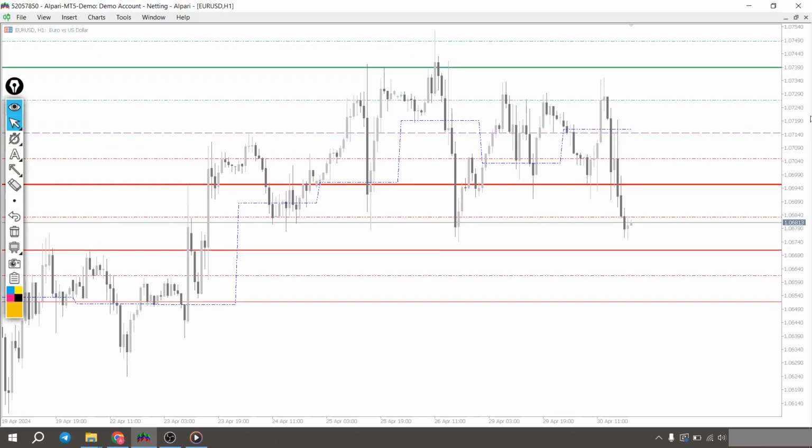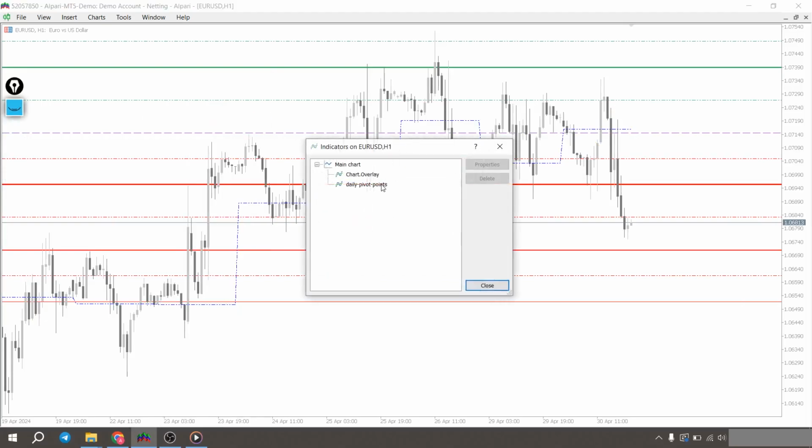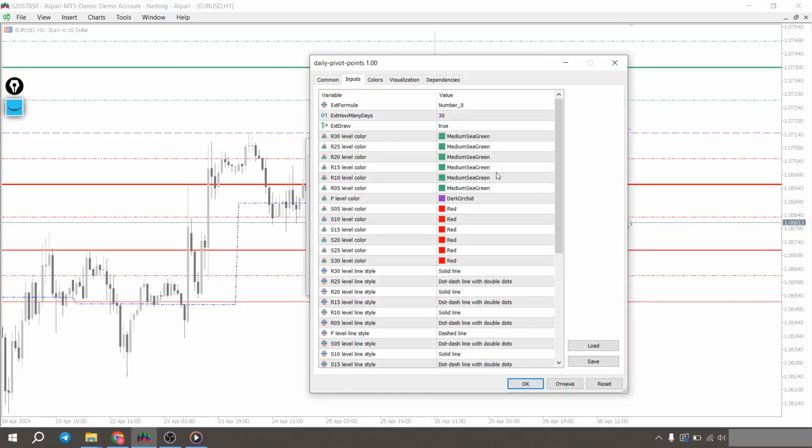Next, let's discuss the strategy for using the daily pivot points indicator. Traders can use levels to identify optimal buy or sell zones. For example, if the price action shows a reversal pattern at a pivot level, it might be a good signal to enter a trade. Finally, let's go over the most important settings of the daily pivot points indicator.